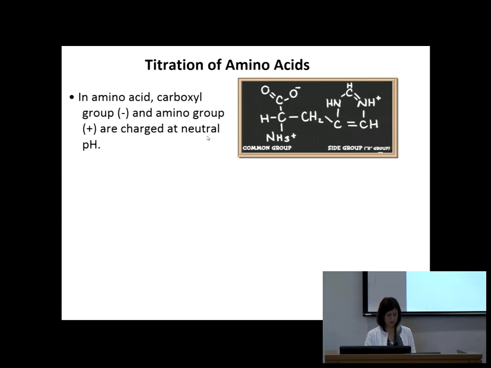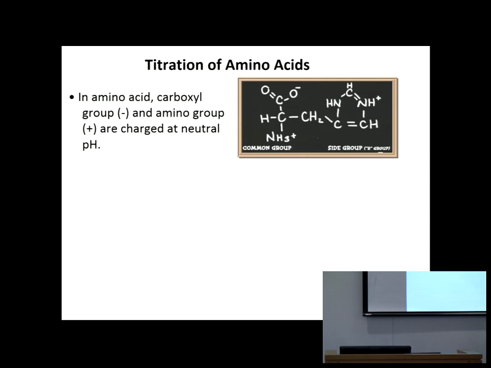So what is going to change as we change pH? What is pH a measure of? That's right, hydrogen ion concentration. So as we increase pH, what are we doing to the hydrogen ion concentration? As we're increasing pH, we're decreasing hydrogen ion concentration.